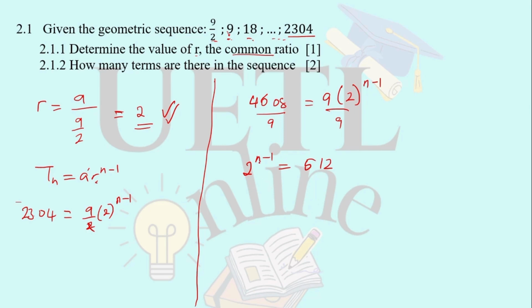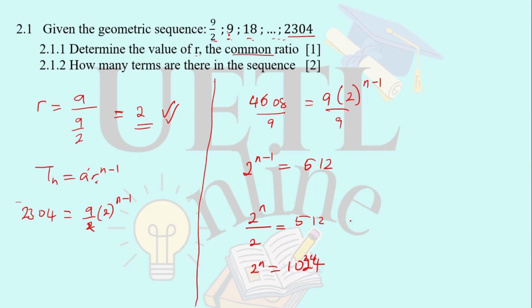Using the laws of indices, we can say 2^n over 2 is equal to 512. So now we just have to say 2 times 512. We're going to get 2^n is equal to 1024. So 1024 here. Now we just have to simplify this.